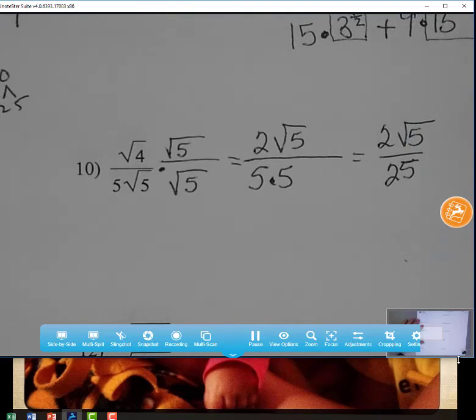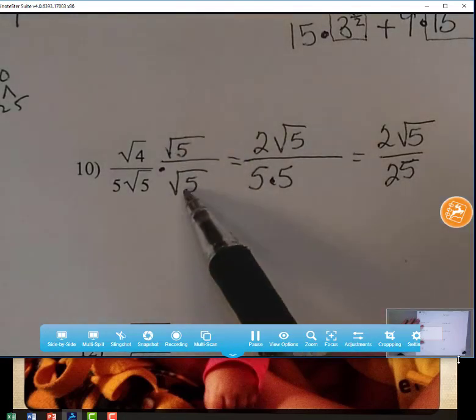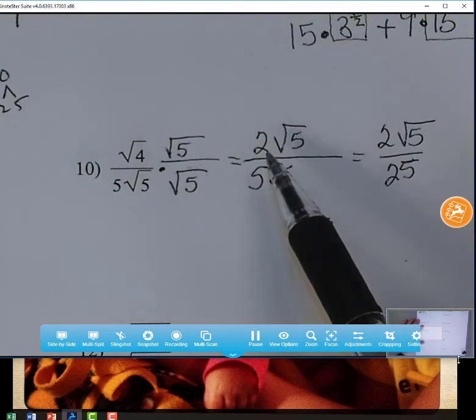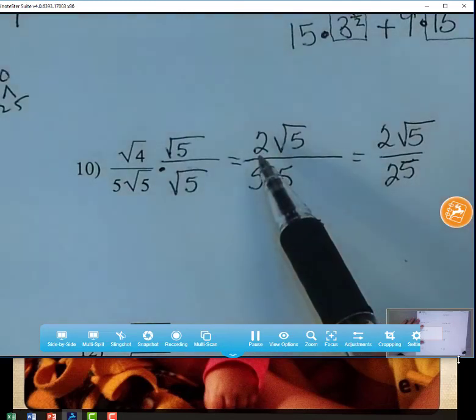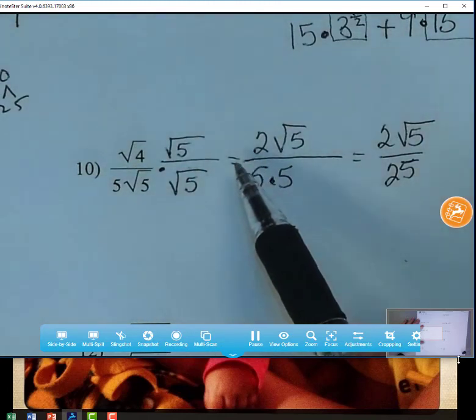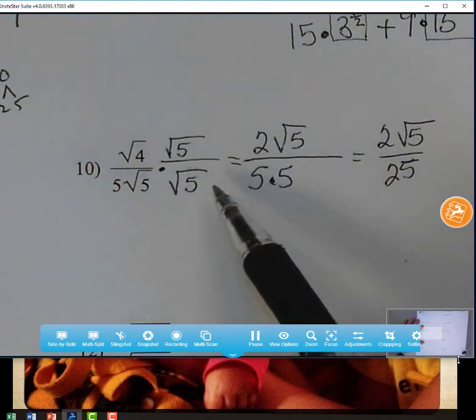Why did I multiply by this? No, the numerator part. Why? Because what is the square root of 5 divided by the square root of 5? Right, I really multiplied by 1.